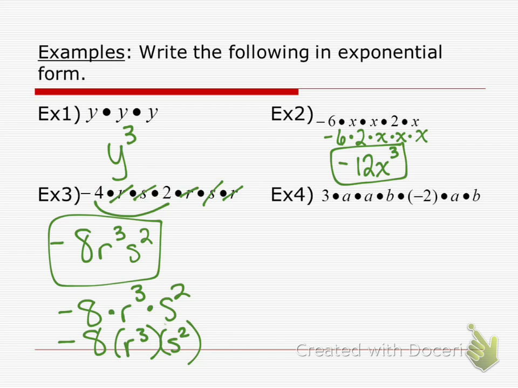3 times -2 gives me -6. The next thing we should deal with are the A's. Mark 1, what should it be? A cubed, because there were 3 of them. Last thing, b to the 2nd power, or b squared, for those 2 b's.